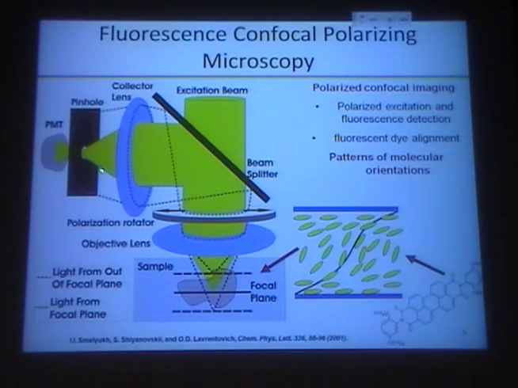Because those two planes are confocal with respect to each other, and this principle allows us to obtain resolution not only in the plane of the sample, like most regular microscopes do, but also across the sample thickness, or along the optical axis of the microscope.